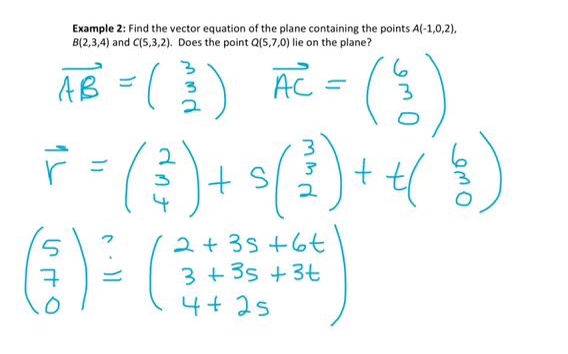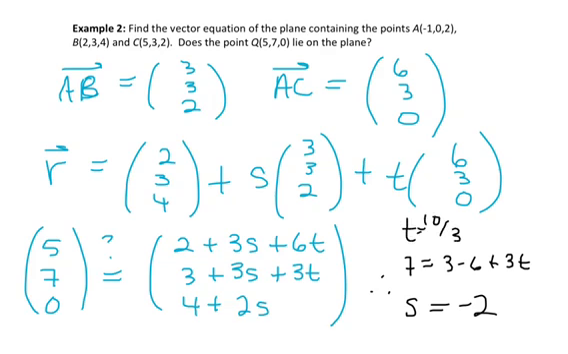Therefore, S is -2. If S is -2, coming up into this equation, I would have that 7 equals 3 minus 6 plus 3t. 3 minus 6 is -3, add that over. T would have to be 10/3.